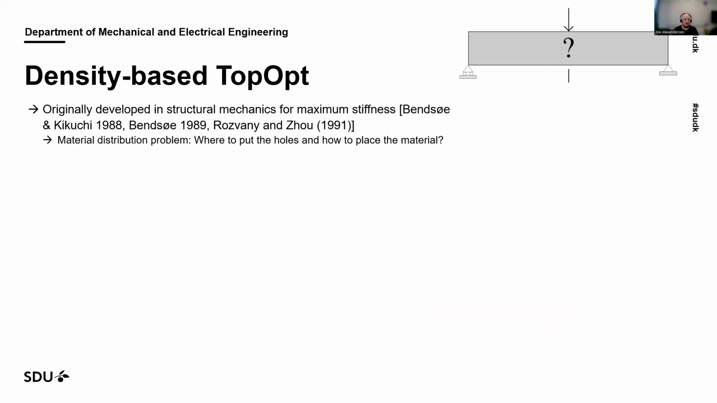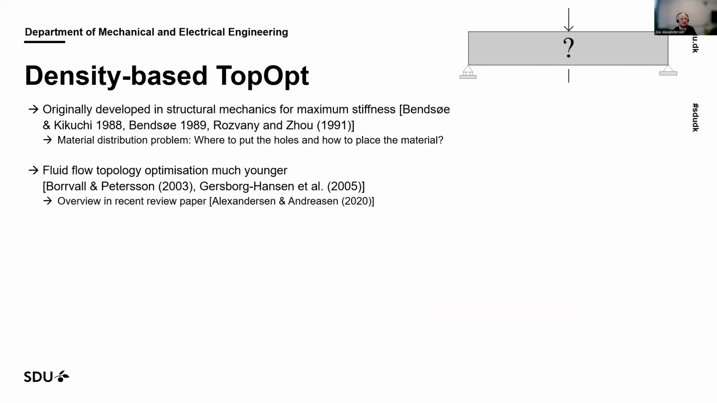So topology optimization originated in structural mechanics. In fluid dynamics, it's much younger. So it's from 2003, coming up to just over 20 years now. So a lot has happened and a lot is happening. It's a very active field, especially when we start adding other physics on top of the fluids. You can see more in our review paper.